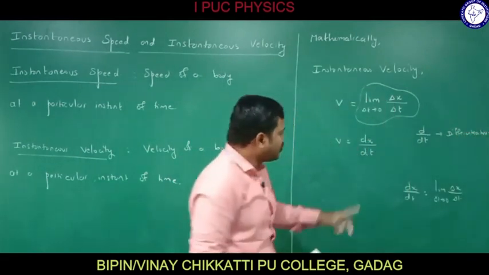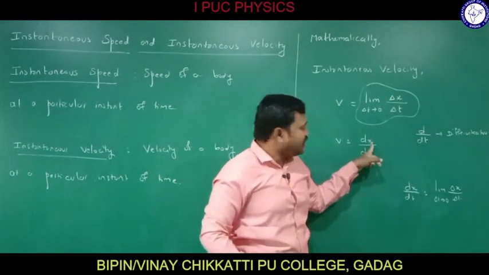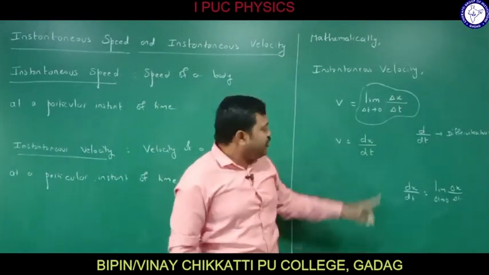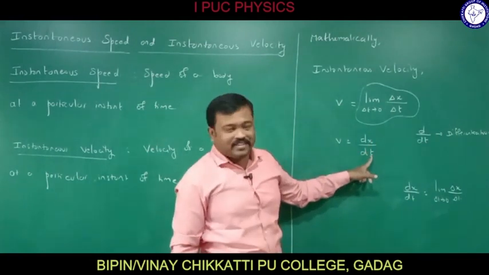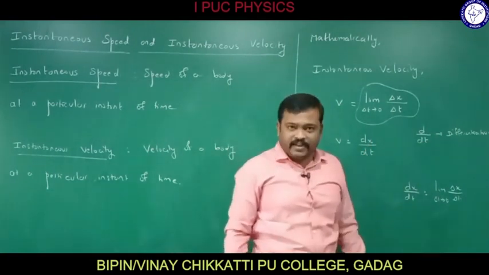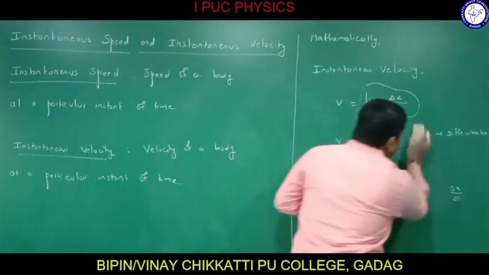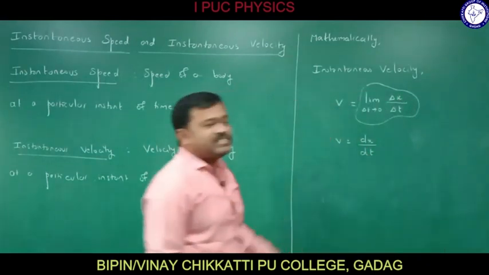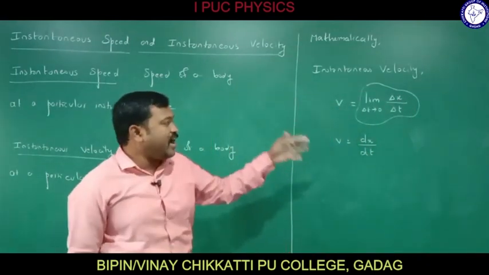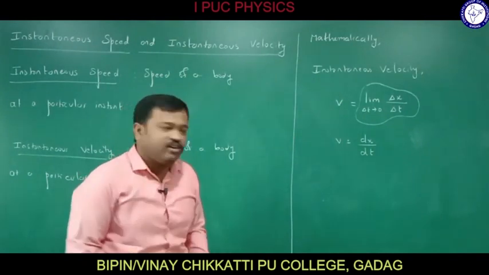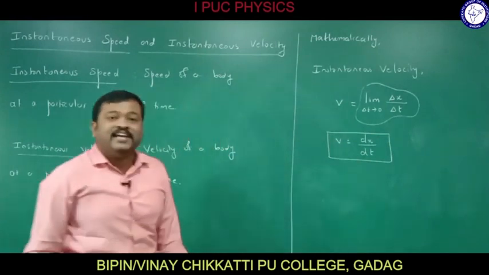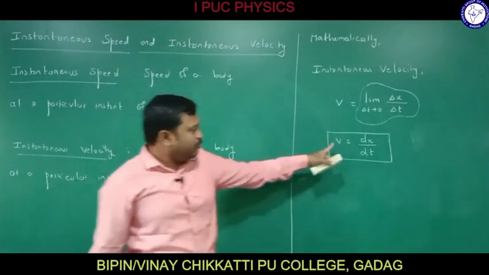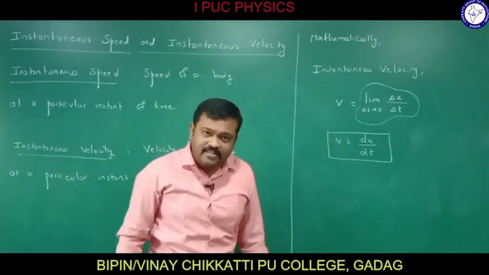What is differentiation? Differentiation of x, which is displacement, with respect to time. As I am taking it with respect to time, I write dt. Do remember, you will learn much about it when you study this chapter in mathematics, and you will come to know why I have written this formula. So what is the formula for V? V is equal to dx divided by dt. This is the formula for instantaneous velocity.